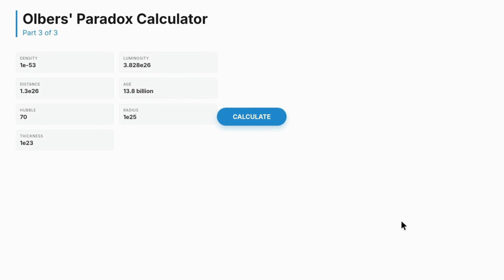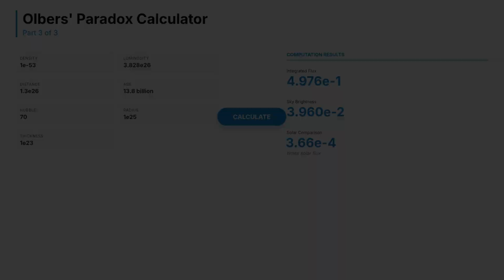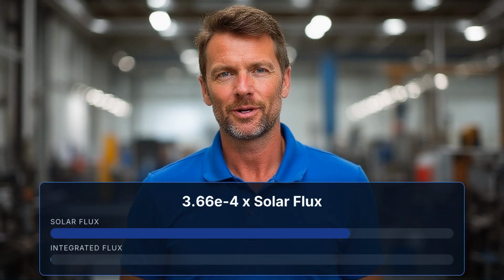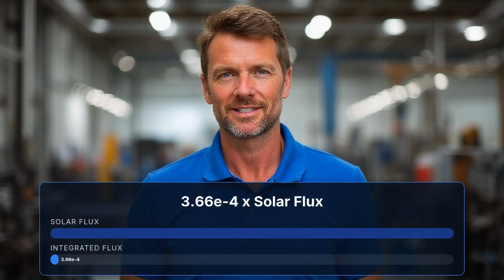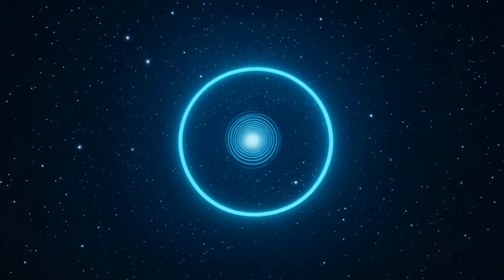The calculator returns an integrated flux of 4.976e41 watts per square meter, sky brightness of 3.960e2 watts per square meter per steradian, and comparison to Sun showing 3.66e4 times solar flux. These results demonstrate why our night sky remains dark despite an infinite universe.